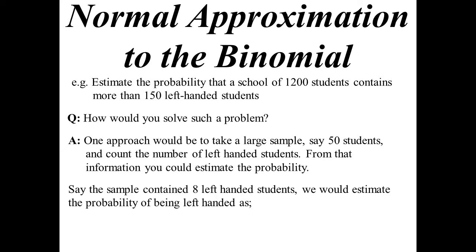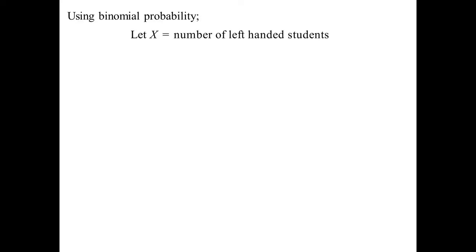So let's say I did that, and in our group of 50, there were 8 left-handed students. So I'd estimate the probability as 8 out of 50, 0.16. So the probability of being left-handed is 0.16. Then I can put it into binomial probability. X is going to be the number of left-handed students. We're saying it's binomially distributed. There's 1,200 students, so that's the number. Probability of success is 0.16 based on the sample we took. We want to know the probability X is greater than 150.